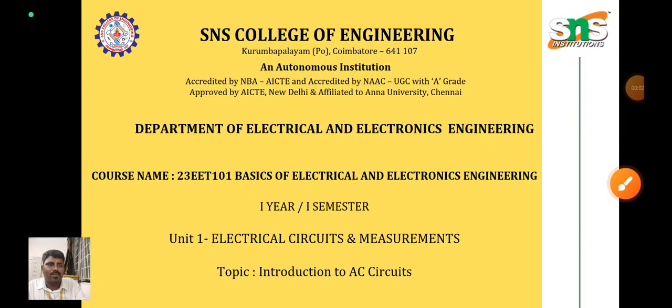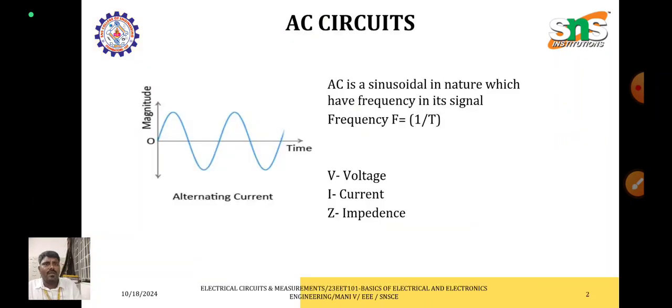Hi, welcome back. Today we are going to see about the introduction to AC circuits. What is the difference between the AC circuit and DC circuit? If the circuit is connected with a DC power supply, it is called a DC circuit. If the circuit is connected with the AC power supply, the AC source, it is nothing but an AC circuit. Here AC is nothing but alternating current.